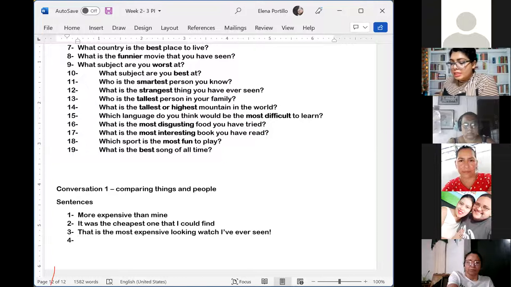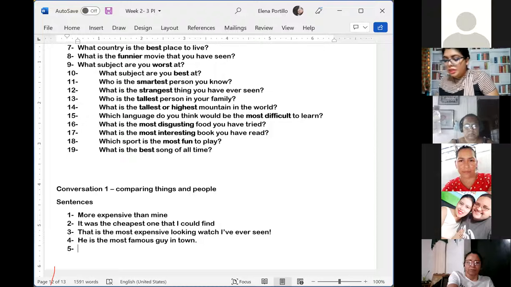It's pretty flashy, isn't it? Wow, the glare from the gold and diamonds are killing my eyes. Wait a minute, do you know who that is? That is Bob Sakamoto. He is the most famous guy in town. Another superlative. He is the most famous guy in town. Let's see. Really? You mean he's more famous than you? He is more famous. This is comparative.